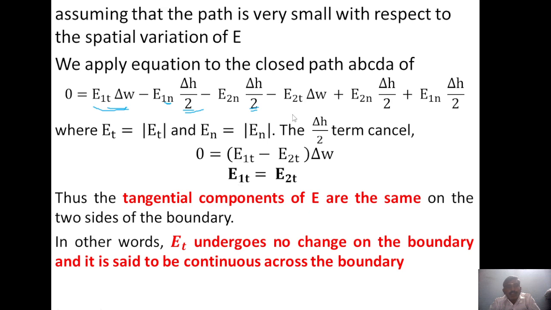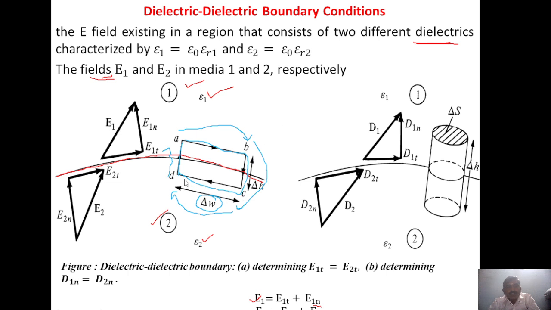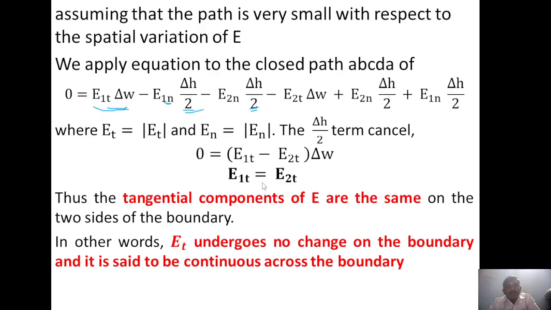Similarly, when coming to C to D, you are moving in this direction. So C to D, again the length is delta W into E2t. Then similarly for D to A, E2n delta H by 2 plus E1n into delta H by 2. Here the tangential component of the electric field is the magnitude of the tangential component, and similarly the delta component is also a magnitude.